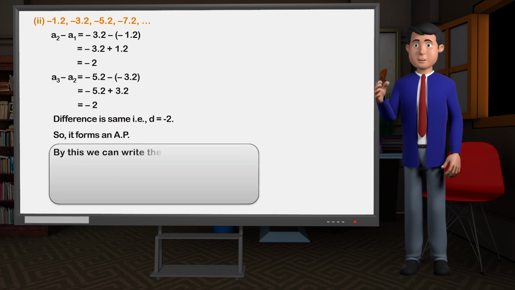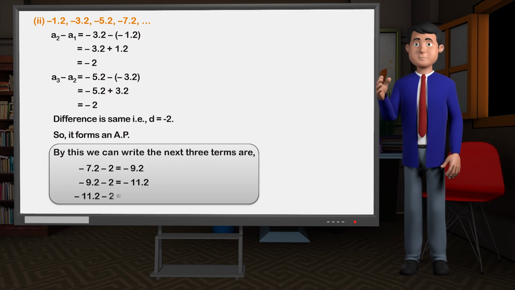By this we can write the next three terms as minus 7.2 minus 2, that is equal to minus 9.2. Minus 9.2 minus 2, that is equal to minus 11.2. Minus 11.2 minus 2, that is equal to minus 13.2.